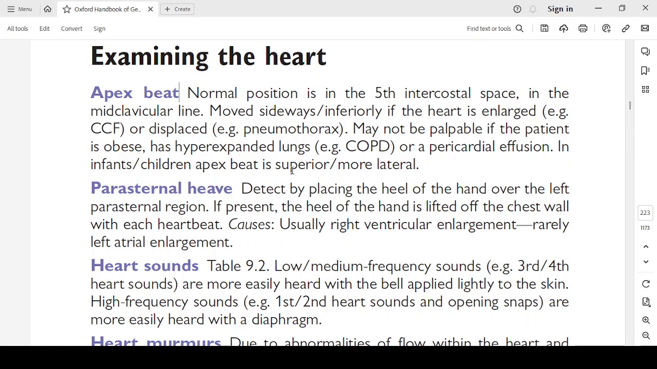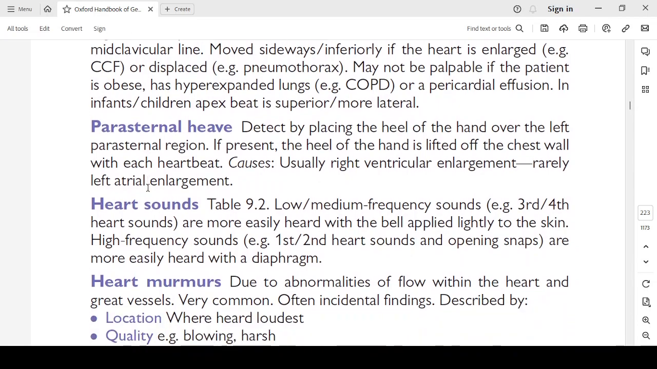In infants and children, the apex beat is superior and more lateral. Parasternal heave.